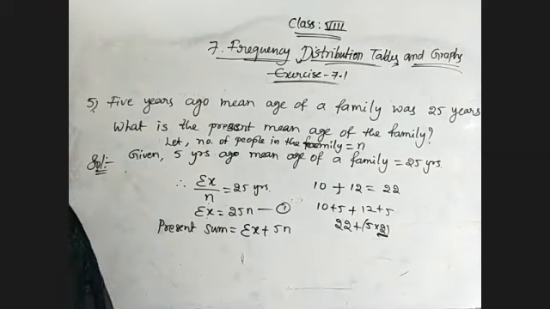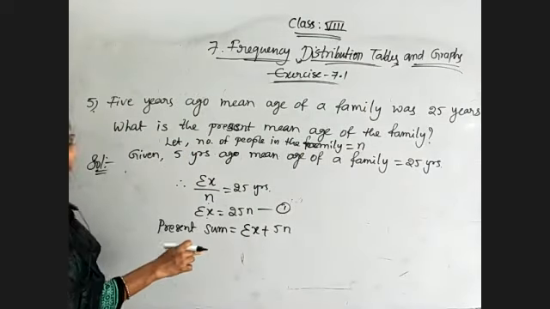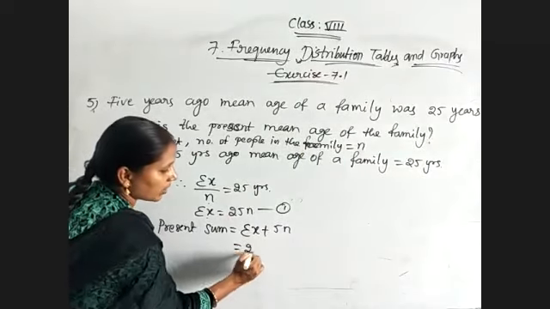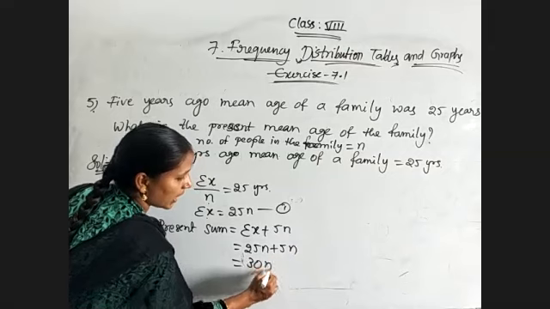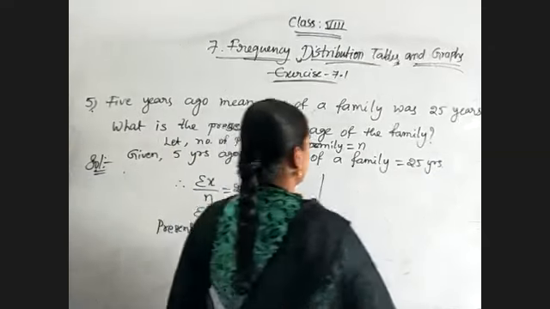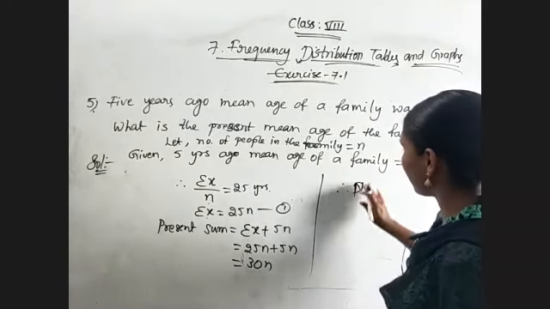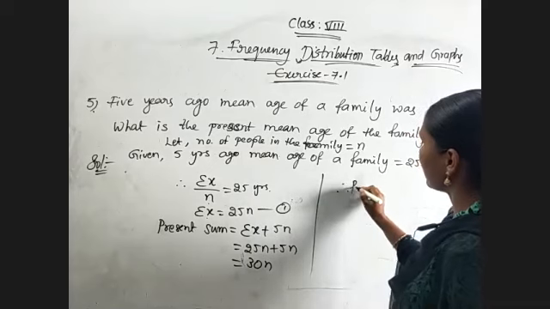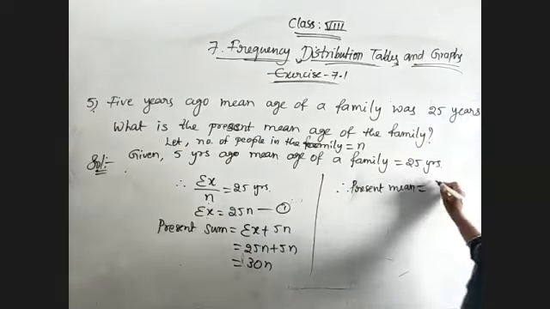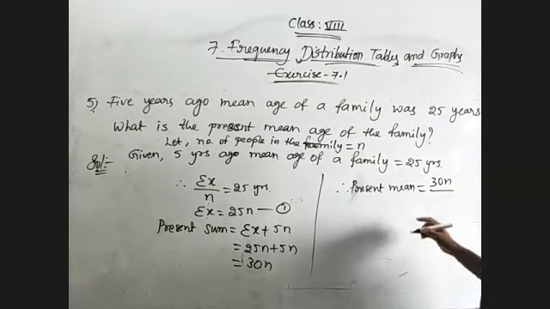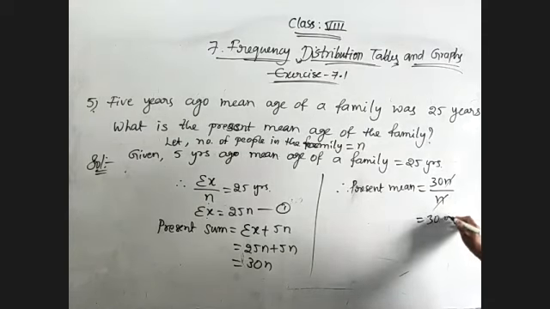After 5 years we are checking, so the present sum will be equal to 5 into n, the number of family members. Sigma x value is 25n plus 5n. So 25 plus 5 will be equal to 30n. Therefore, present mean will be equal to present sum 30n divided by number of people in the family n. So n will get cancelled, which is equal to 30 years.